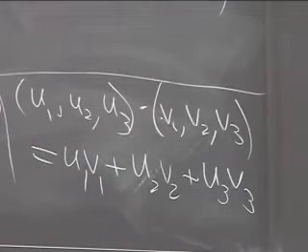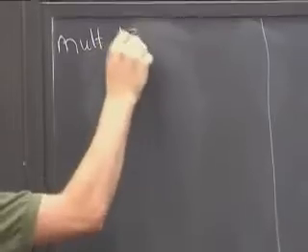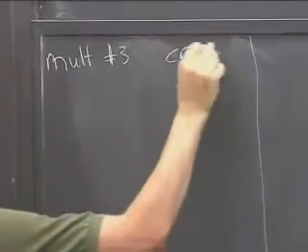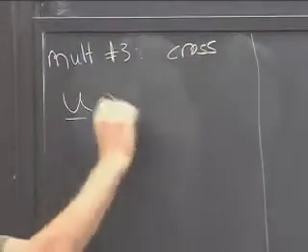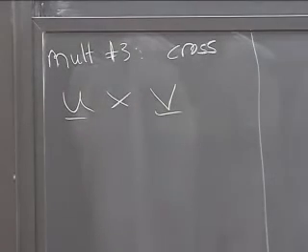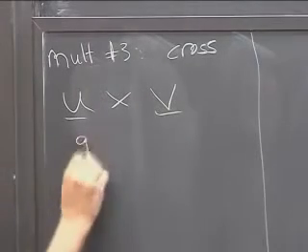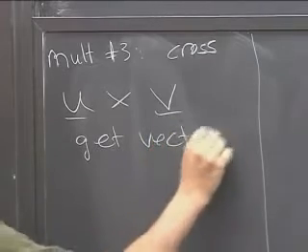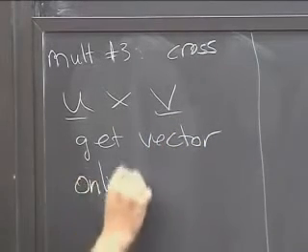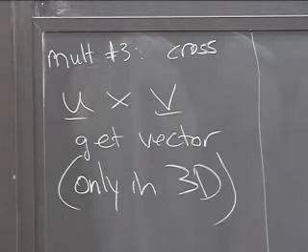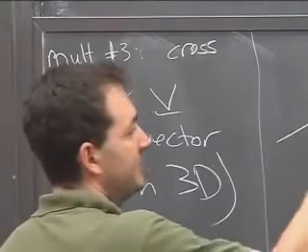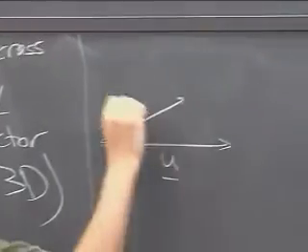All right? And finally, the third type of multiplication, multiplication number 3, cross product, u cross v. Unlike the dot product, here you get a vector, and it only works in 3 dimensions. You cannot take the cross product in 2, 1, 4, 5 dimensions. It only is a very special 3-dimensional type of thing. Now, the geometry of this is a little trickier.